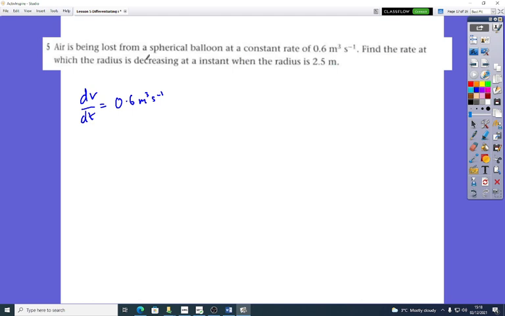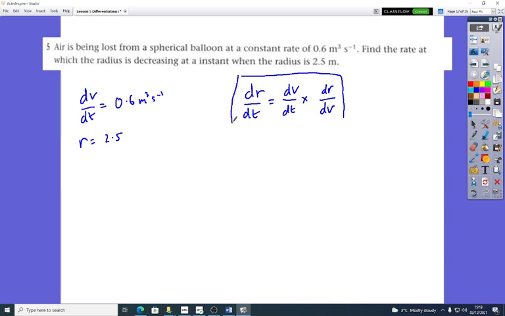We want to find the rate at which the radius, so the rate of radius, dr/dt, is decreasing at the instant when the radius, it tells you here, is equal to 2.5. So we've been told that, and we need to work that out. Now the way we work that out, dr/dt, we've been given dV/dt. We need to get rid of the dV. I need to introduce dr. So we need to find out how V and r are related.